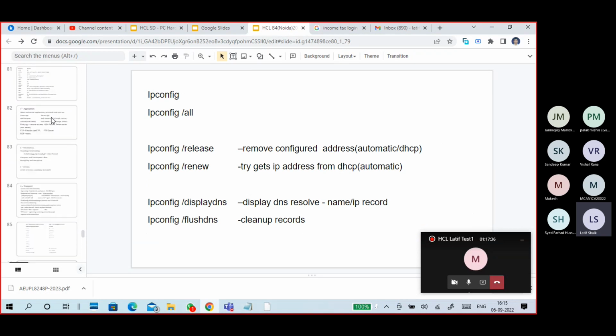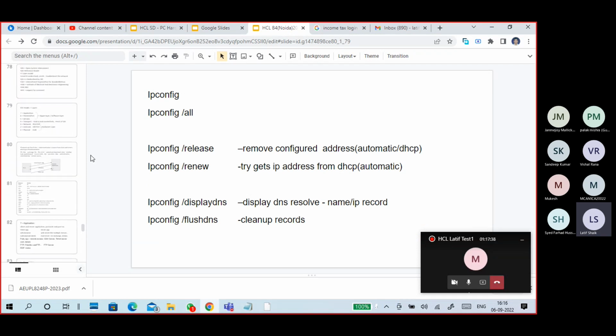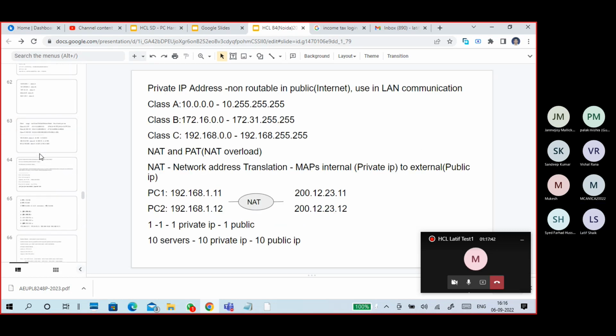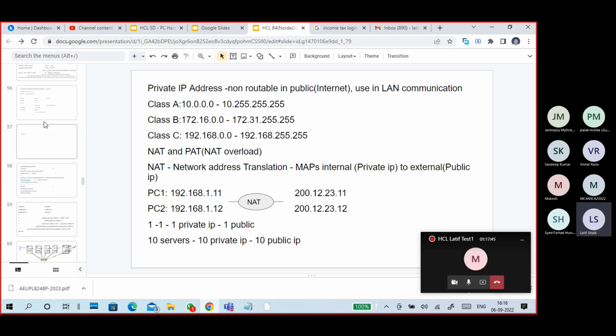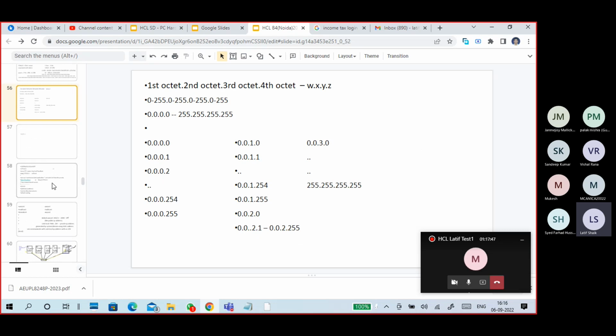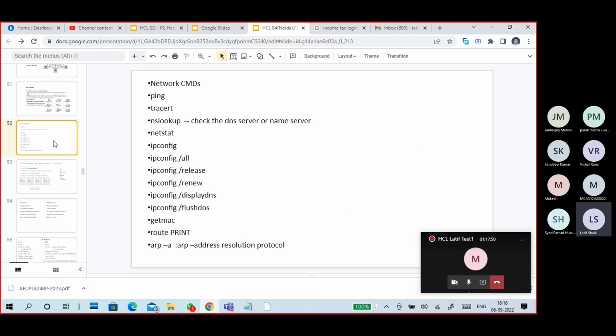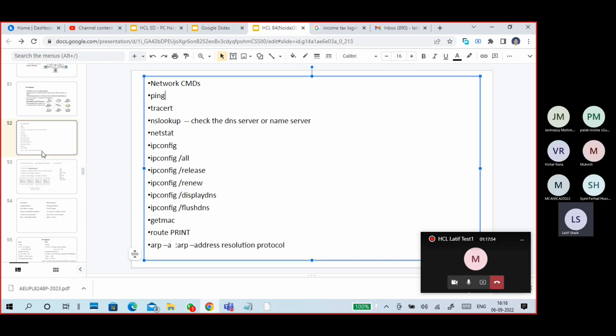That's okay. Okay, so first of all we'll see the commands we use in networking. So everybody knows the ping command, right? Ping is one important command. What is this ping command?